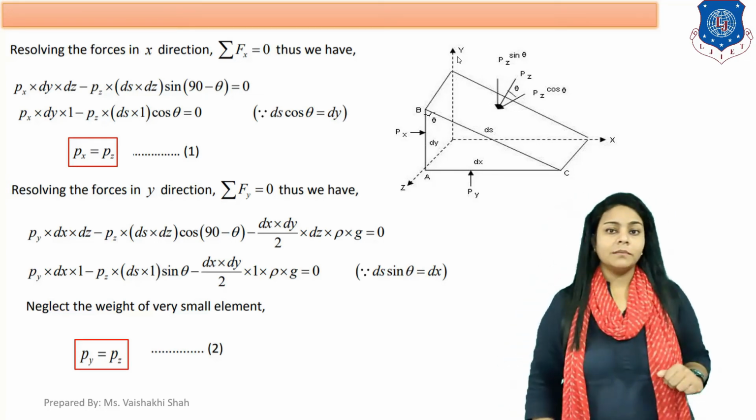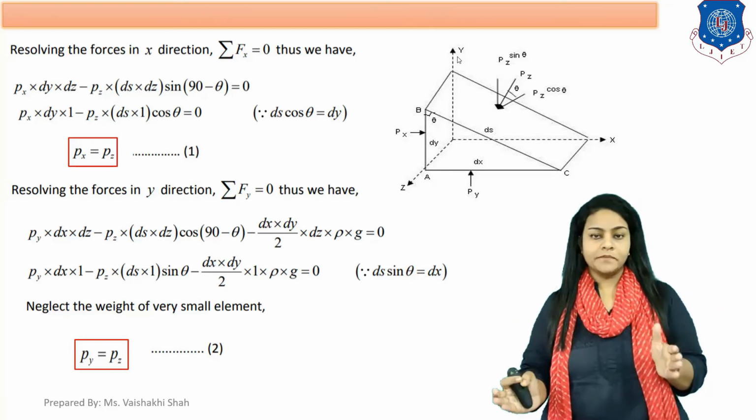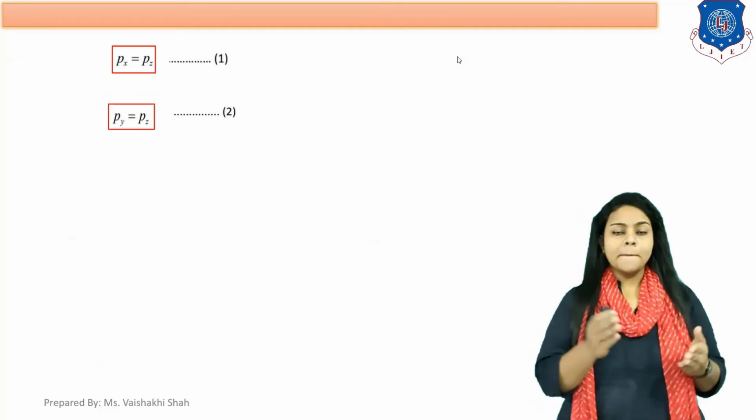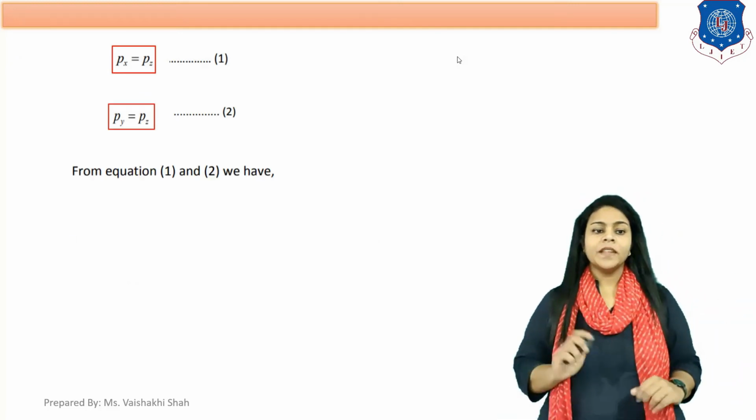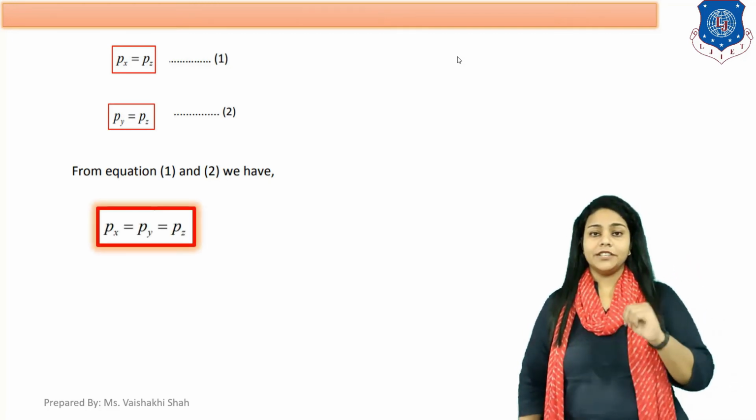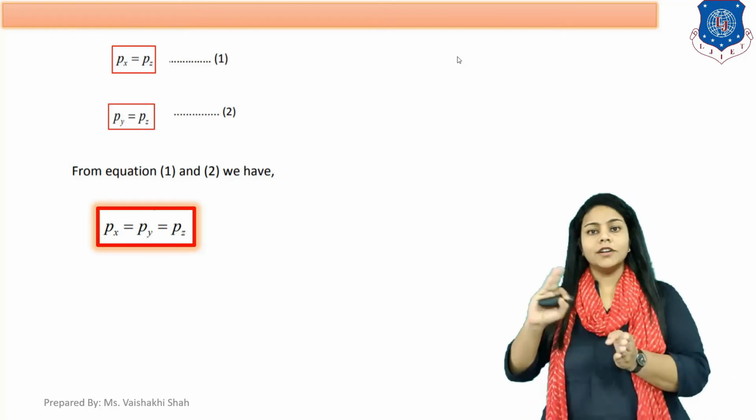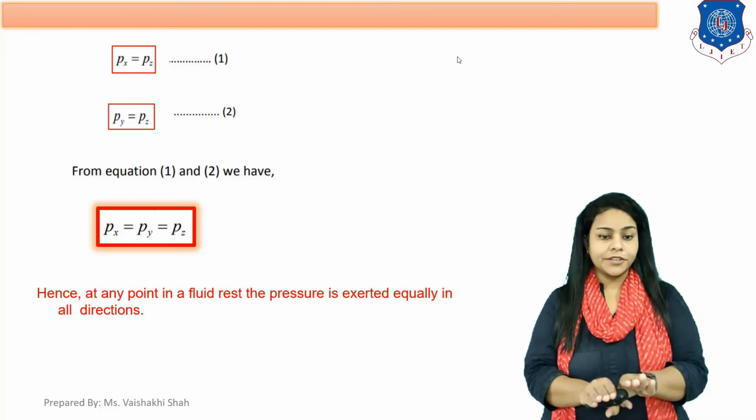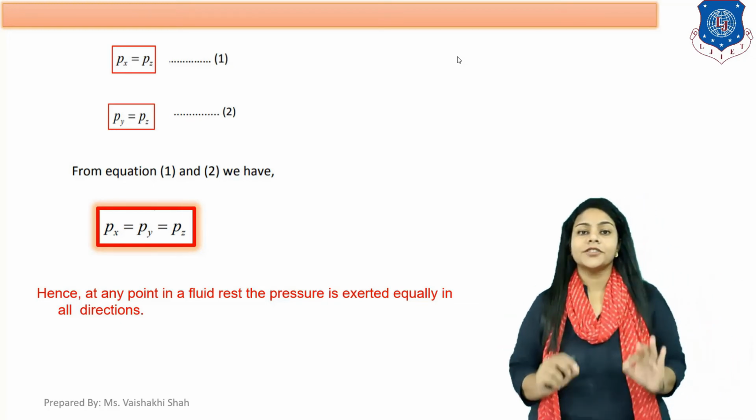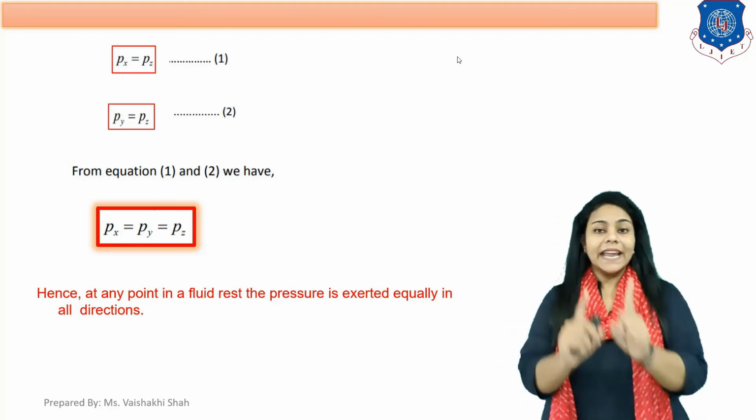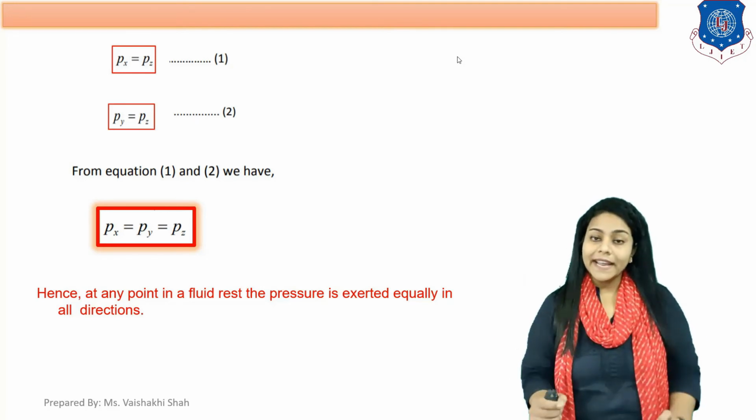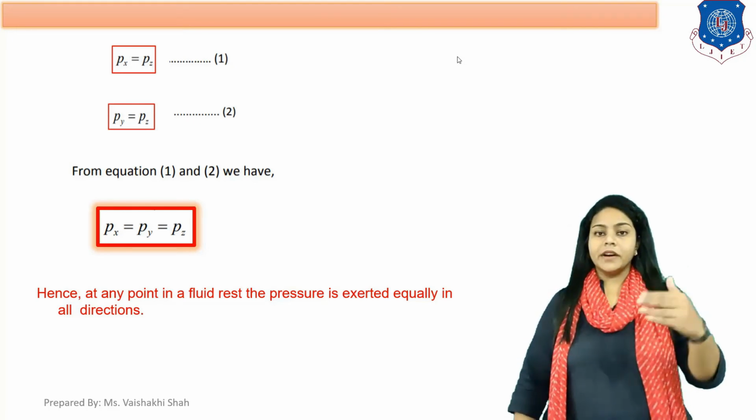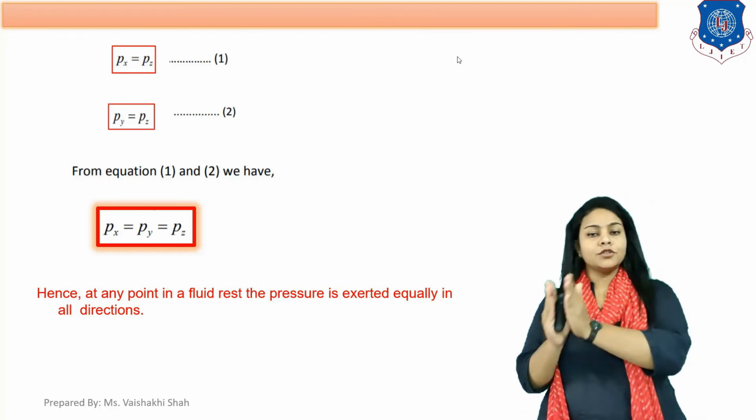Now, what is equation 1? Px equals Pz. What is equation number 2? Py equals Pz. If you compare these two equations, from equations 1 and 2 you get Px equals Py equals Pz, which means that at any point in a fluid at rest, pressure is equal in all directions. Px equals Py equals Pz indicates that pressure is equal in all directions in a static fluid. Hence we proved the statement of Pascal's law in terms of equations.